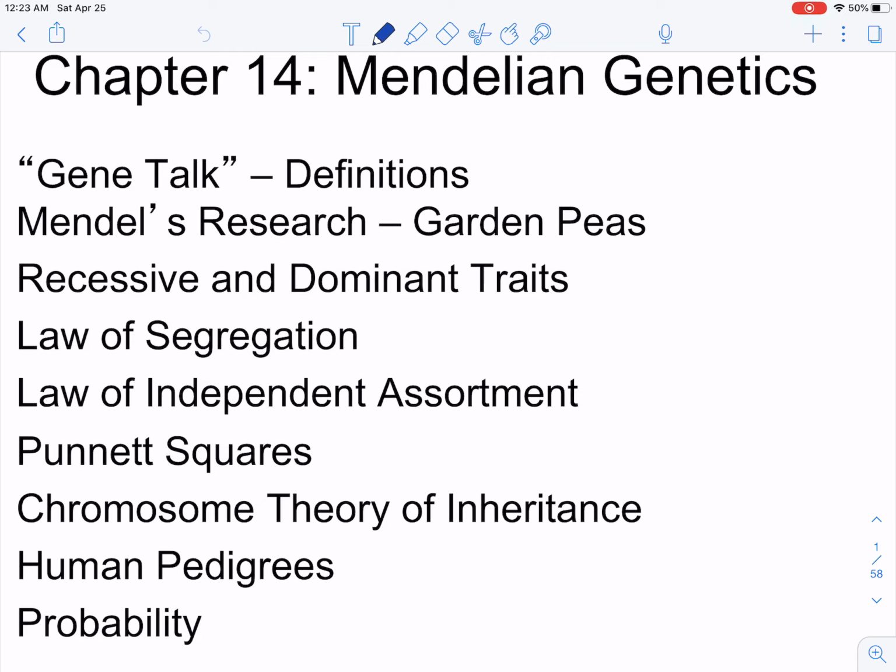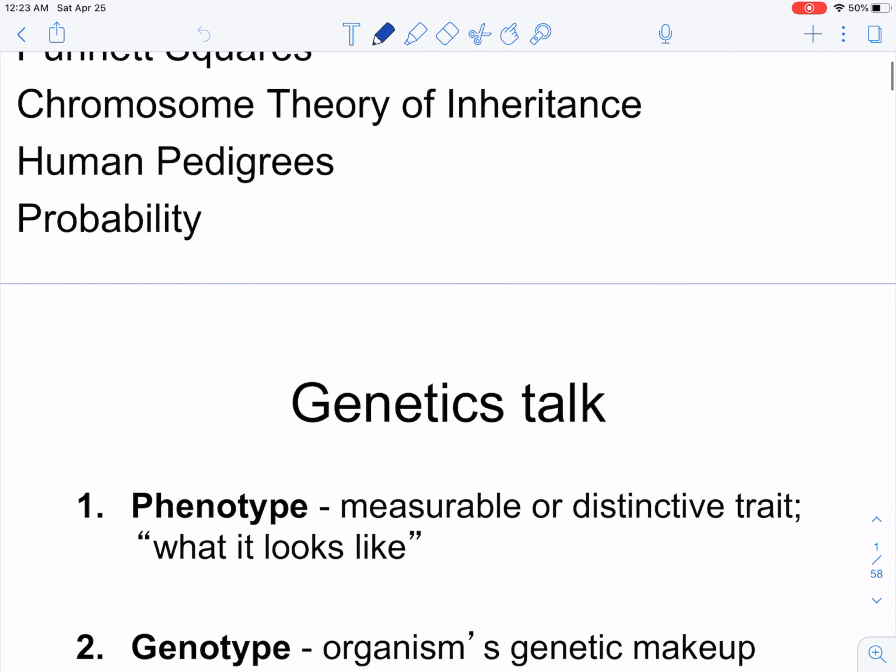Then we'll get into summarizing the chromosomal theory of inheritance, human pedigrees, and probability. And remember, in chapter 15, we talk about human genetics.